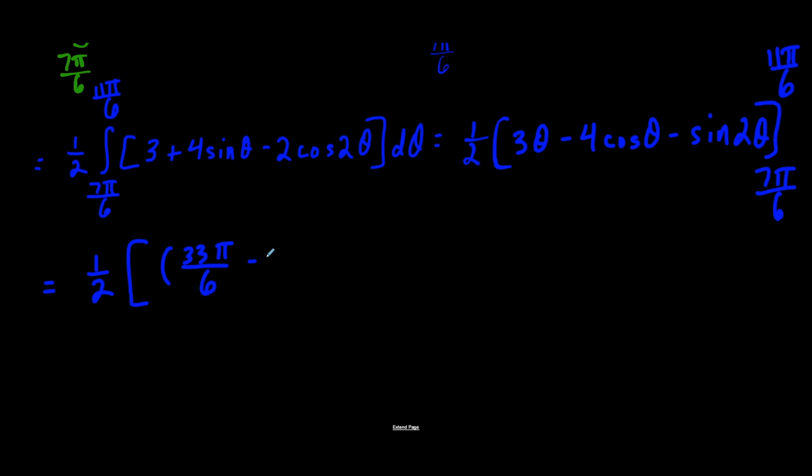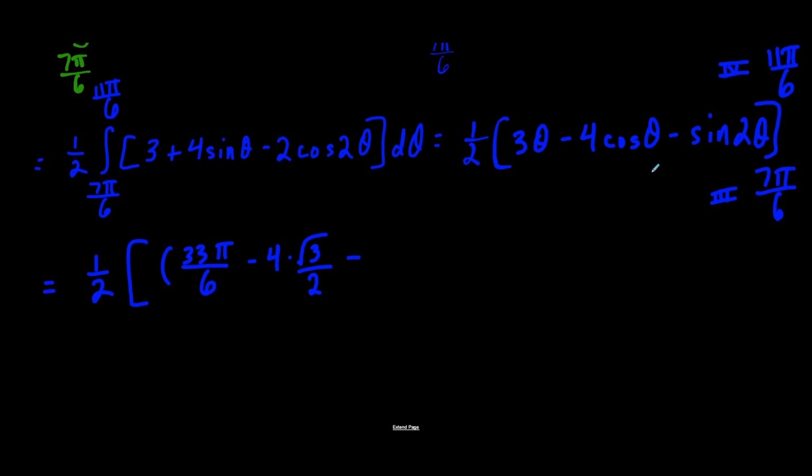And we've got minus 4 times, and this is where we want to be a little careful. This is a quadrant 4 angle, and this is a quadrant 3 angle. So if we were to make a substitution here, 4 times cosine of 11 pi over 6, I think of 30 degrees, and cosine of 30 degrees is square root 3 over 2. And since we're in quadrant 4, where cosine is positive, we have negative 4 times positive root 3 over 2, which is negative 4 root 3 over 2.